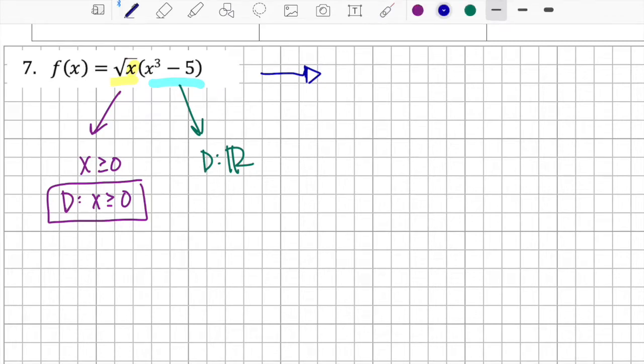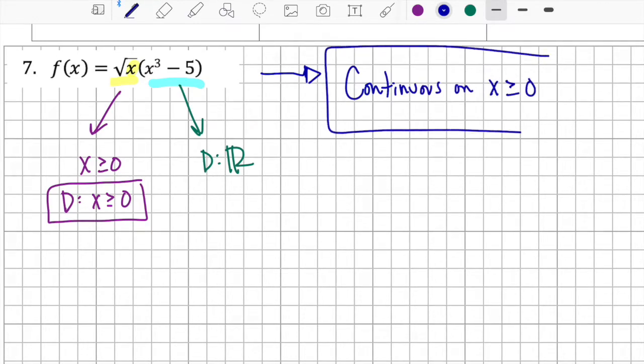So therefore, this function is continuous on x greater than or equal to 0.